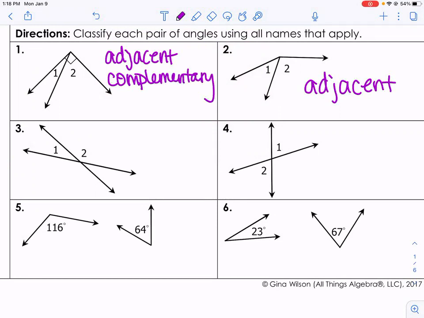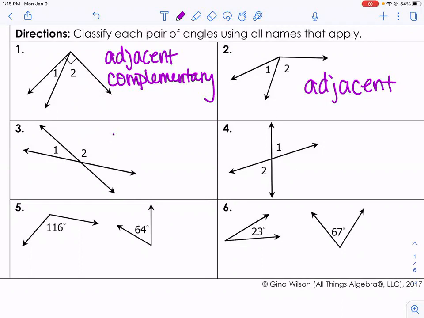Okay, Avery, how did she know that those are complementary? For complementary angles, they sum up to 90 and there's a little box, which means it's 90 degrees. Okay, that box in the corner helps us know. Colin, what's number 3?